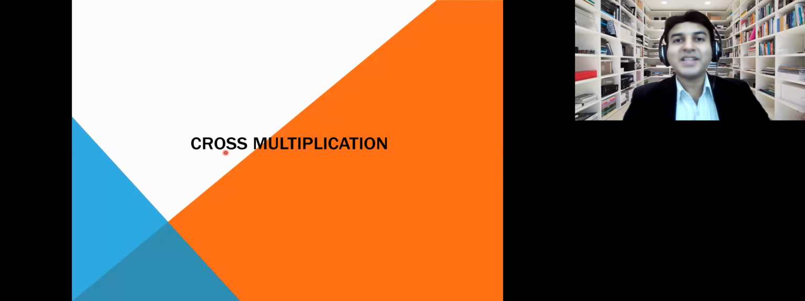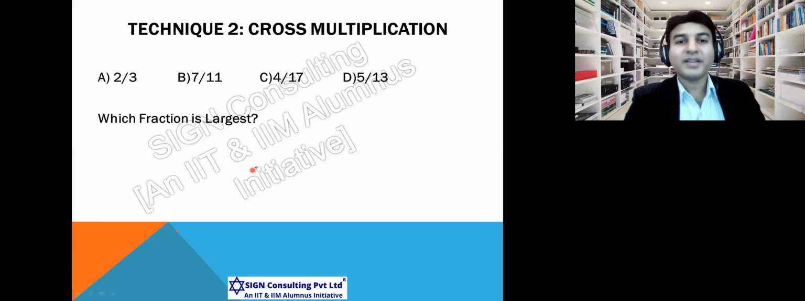Technique number 2 that I'll be discussing is a cross multiplication method, wherein you can find which fraction is the largest or which fraction is smallest very easily, by using this cross multiplication method. So let's have a look at it. So I have these 4 options. Now, in order to explain it in a very simple way, I've taken very simple examples. Option A is 2 by 3, option B is 7 by 11, option C is 4 by 17, and option D is 5 by 13.